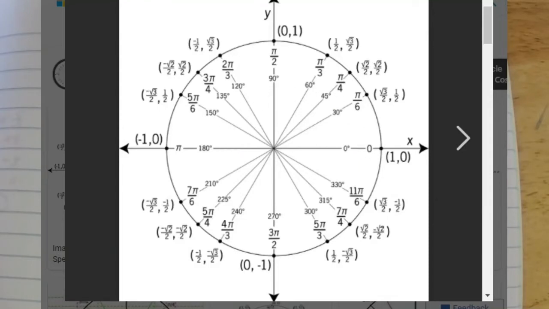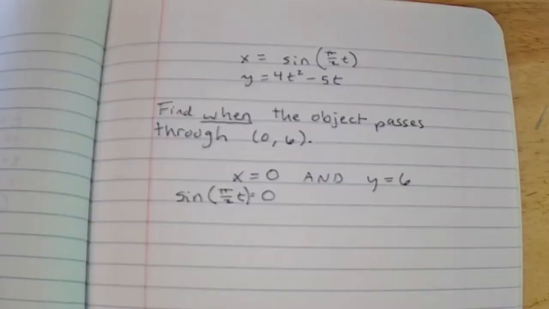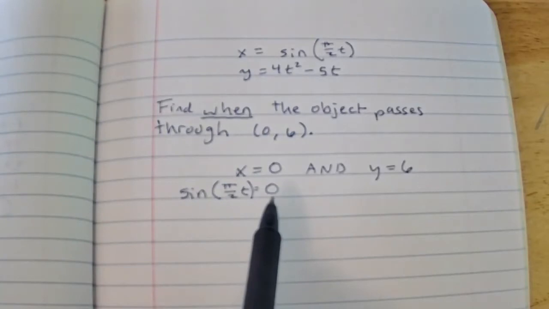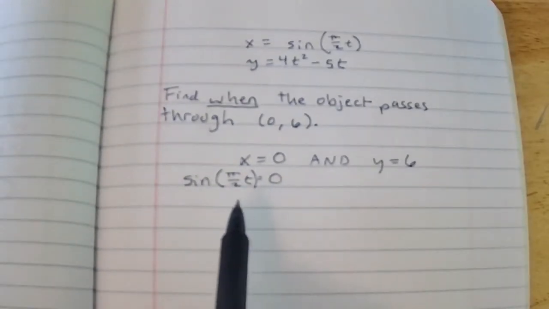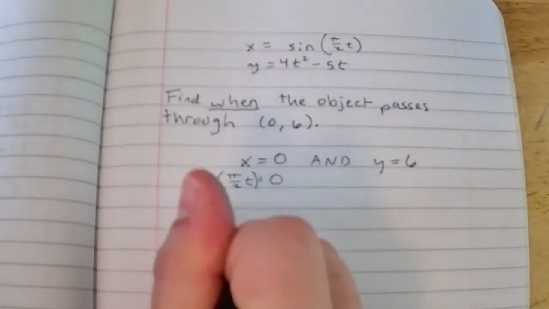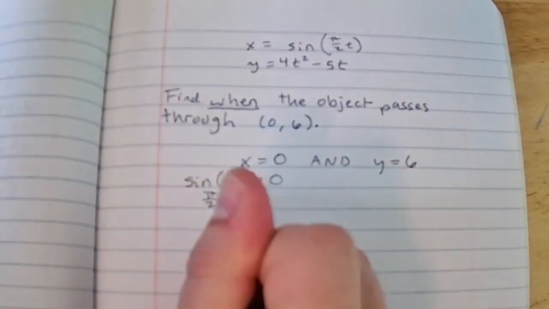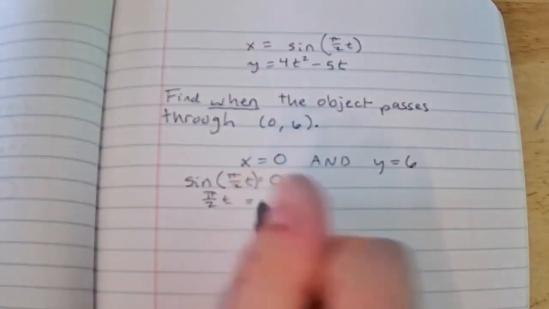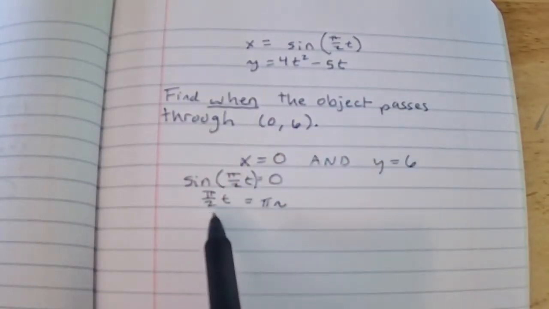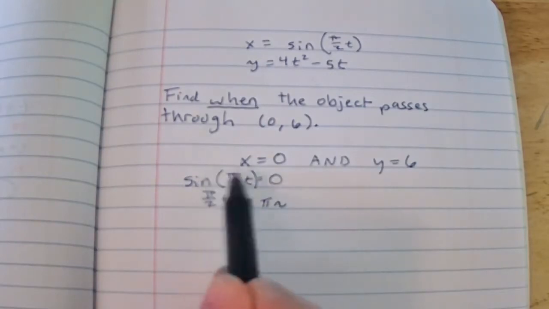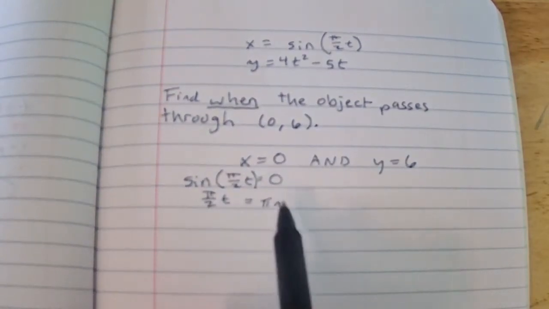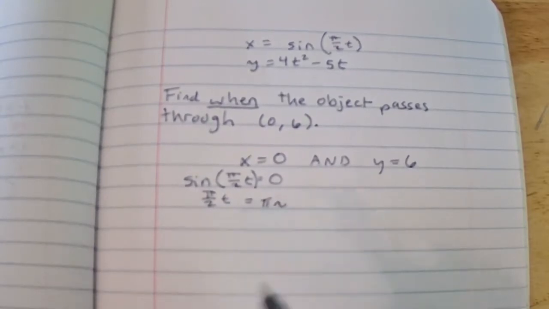So let's go ahead and pull that down. And so we know that sine is going to equal 0 at every integer times pi. So we're going to say that that angle measure, pi over 2 t, is going to equal pi times every integer, n. So this is the angle measure. Sine of an angle measure is 0. That angle measure is going to be 0 pi, 1 pi, 2 pi, 3 pi, all the negatives as well.